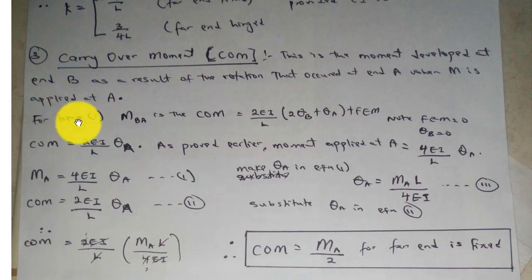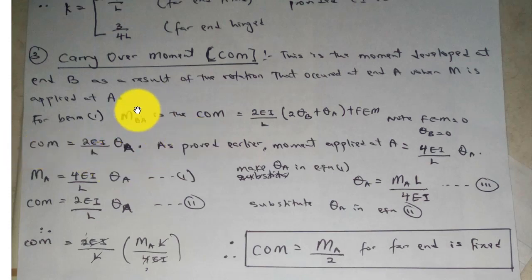So for beam 1, which is a propped cantilever when the far end is fixed, MBA, which is the carryover moment, is equal to 2EI over L (2 theta B plus theta A plus FEM). This is the slope deflection equation. You should know that your fixed end moment is equal to zero, of course, and theta B is equal to zero. So when you input these two values here, your carryover moment will reduce to 2EI over L theta A.